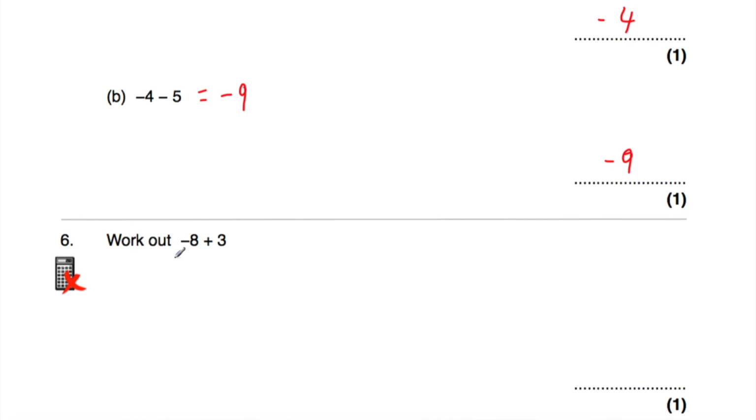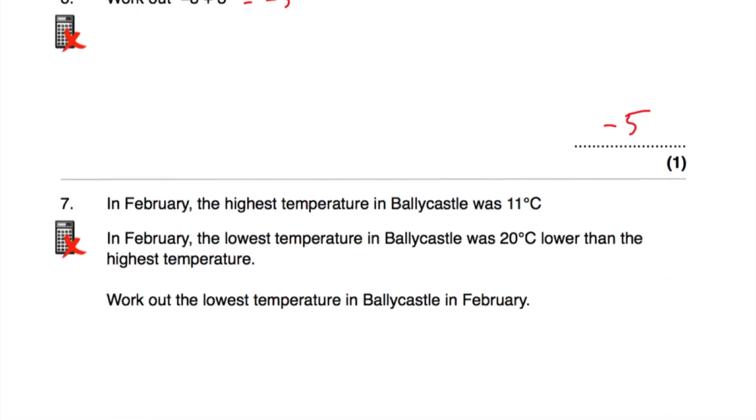So question number 6 says, work out negative 8 plus 3. So that means 3 more than minus 8. So we're going to go back up 3. So that'll be minus 7, minus 6, minus 5. So the answer would be minus 5. So the answer is minus 5. Okay, let's have a look at our next question, question number 7.